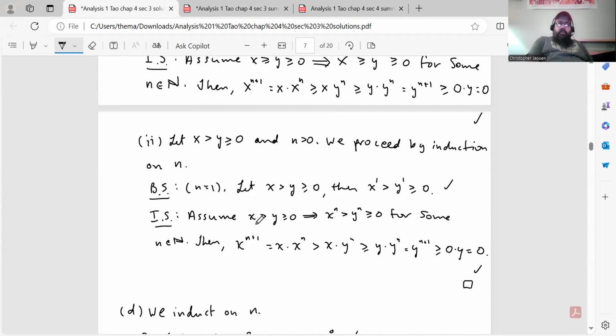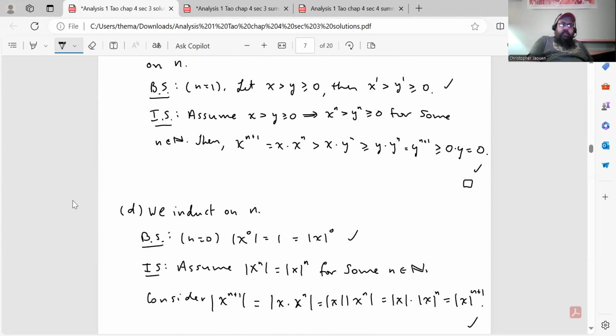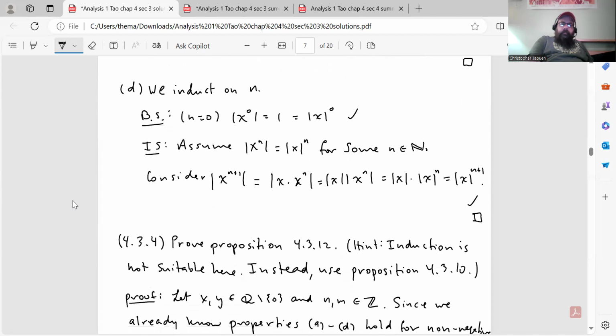I won't go through the second one in detail because it's virtually identical to the one I just did. You can pause your screen here and read it if you want to, but I'll move on to part D.